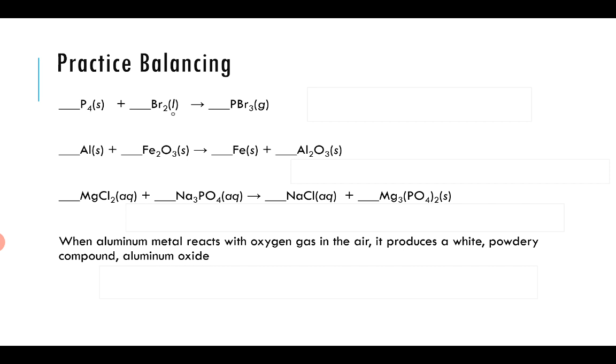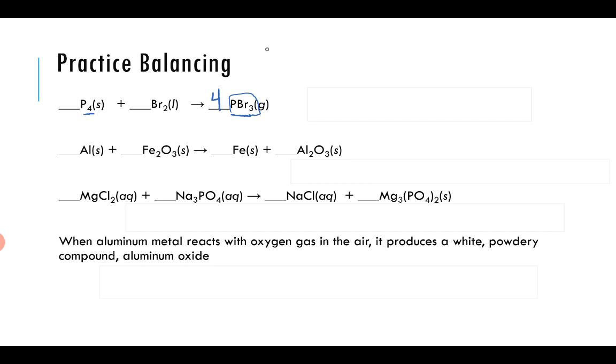Let's start by balancing the first one. If I'm looking at this, I have 4 phosphoruses and only 1 on the product side. And so I'm looking at this here, and I can see that I have 1 phosphorus and 3 bromines. The bromines are going to conflict a lot, but I'm also concerned about my phosphoruses. I'm going to multiply this by 4 in order to balance out my phosphoruses.